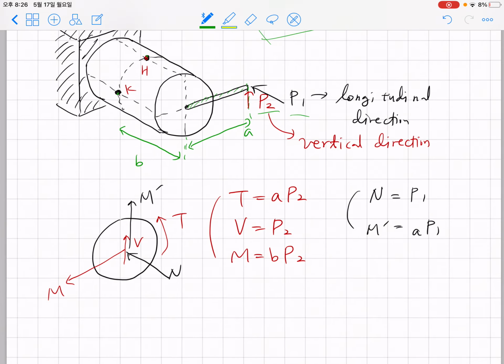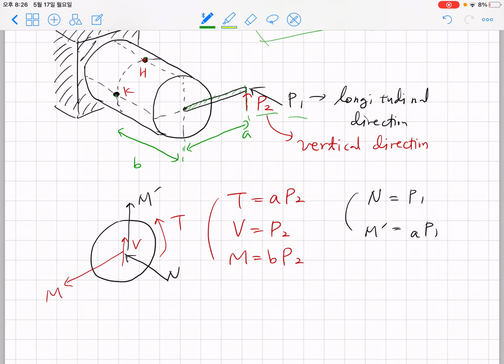So let's just start from P2. We're going to consider a cross-sectional area including K and H. In the cross-sectional area including K and H, maybe H is here and K is here. Due to P2, we have of course the vertical force V, if we consider the centroid reactions, the V is upward, and P2 somehow induces this rotating torsion, and the size of torsion T is the same as A times P2. That's the torque with respect to the longitudinal axis.